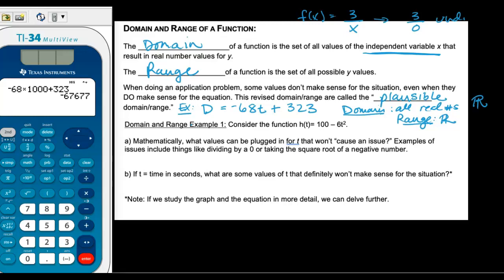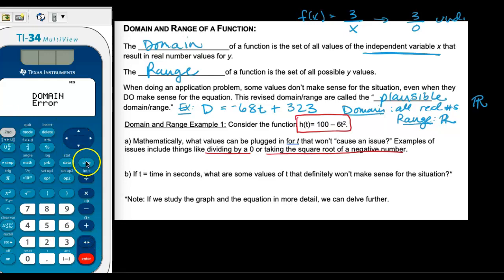We're going to consider the function h of t equals 100 minus 6t squared. Mathematically, so we're just looking at the equation right now, what values can be plugged in for t that won't cause any issues? Examples of things that might cause issues are dividing by 0 or taking the square root of a negative number. If we do 3 divided by 0 in my calculator, we get an error. If I try to take the square root of negative 3, then I get an error.